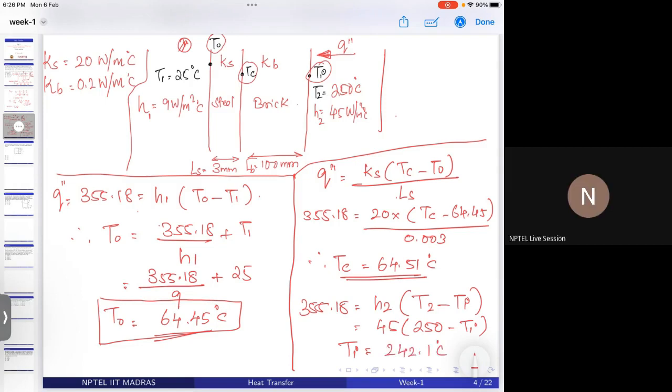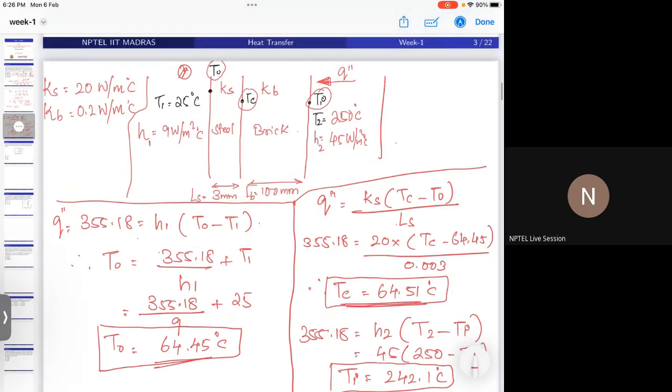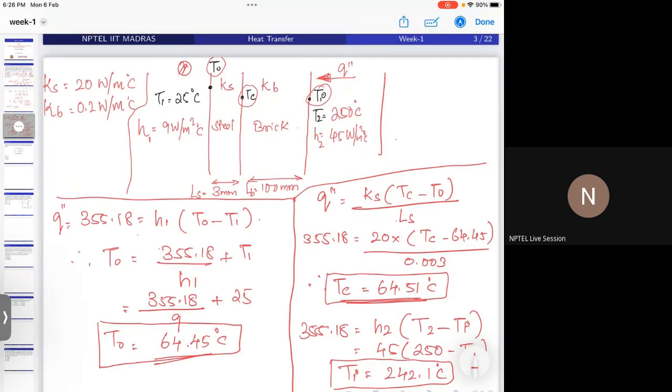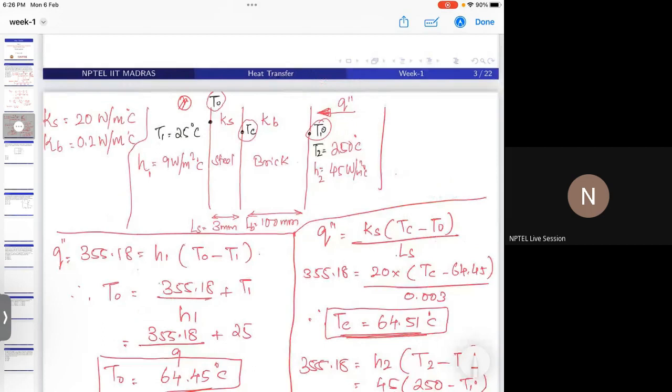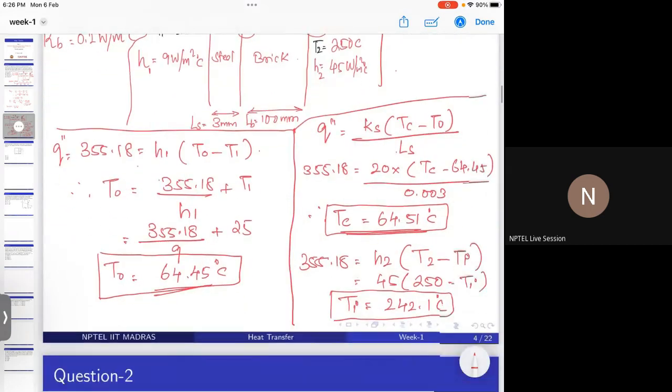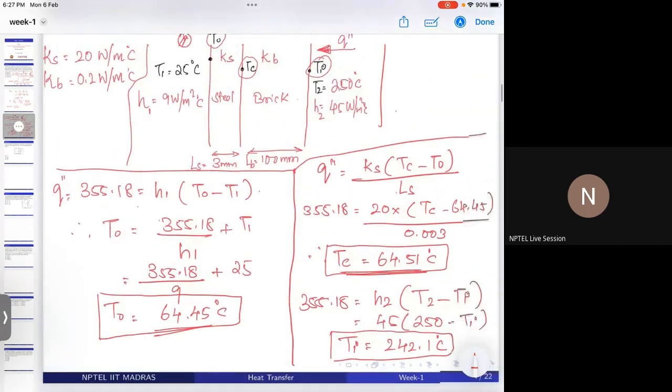242.1 degrees Celsius. Okay, so this is a question for a composite wall containing two layers. It can be 3 layers or 4 layers, so the method is almost the same. Even if it is 3 layers or 4 layers, if it is a wall in series, the method is the same. So I hope you were able to understand this question.